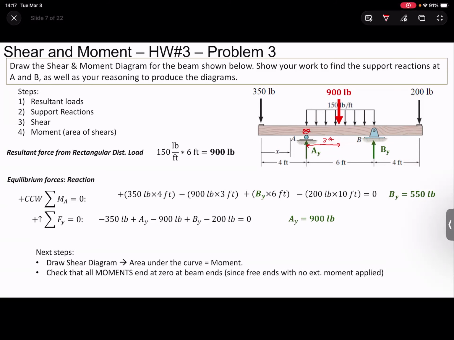So we have our support reactions. The next step now is going to be to draw our shear diagram. And then once we've drawn our shear diagram, calculating the area under the curve, or the function, of our shear diagram, and knowing that that is the moments. And then we want to check and make sure that all the moments at the ends of the beam are 0, because they are free on both sides and there's no external moment applied. That's just like the check, just to make sure you're drawing it correctly and doing the math correctly.